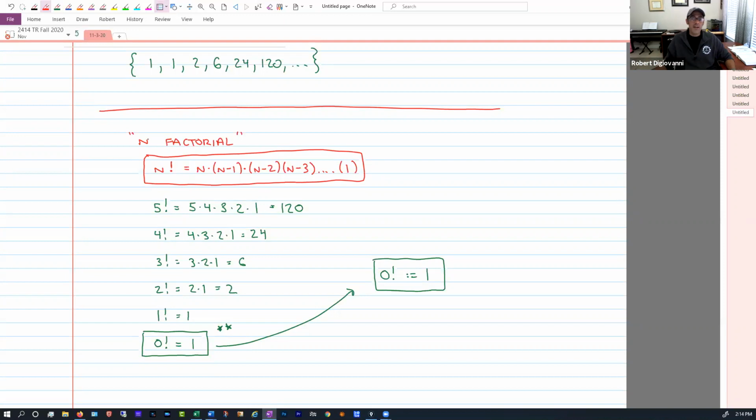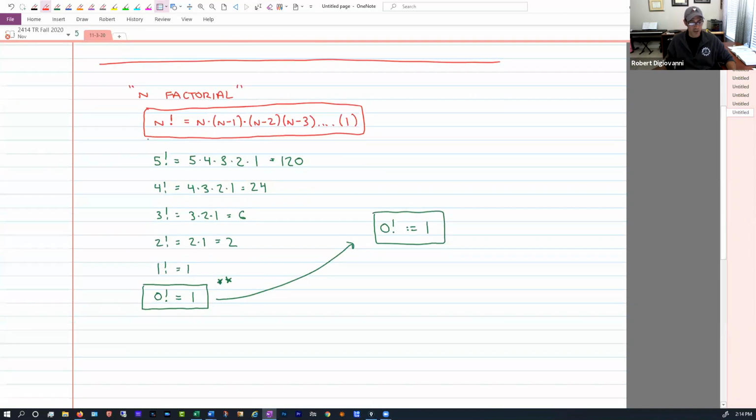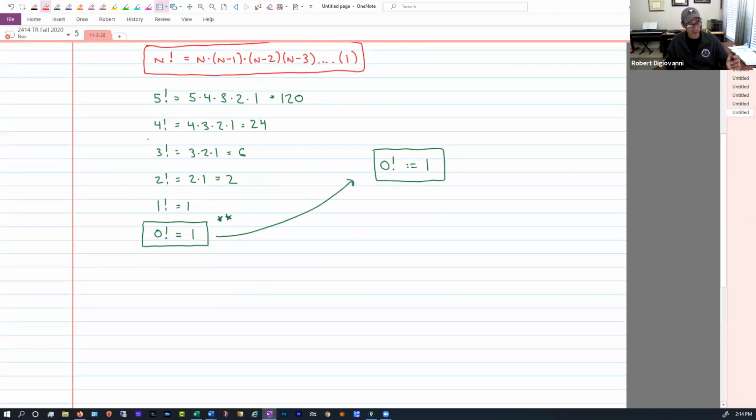Now there are some very nice properties of n factorial. Okay, there's some really nice algebraic properties. So let me show you some of the properties of factorial. So look at this example here. What would n plus 1 factorial over n factorial be? We're going to see this a lot, this exact expression.